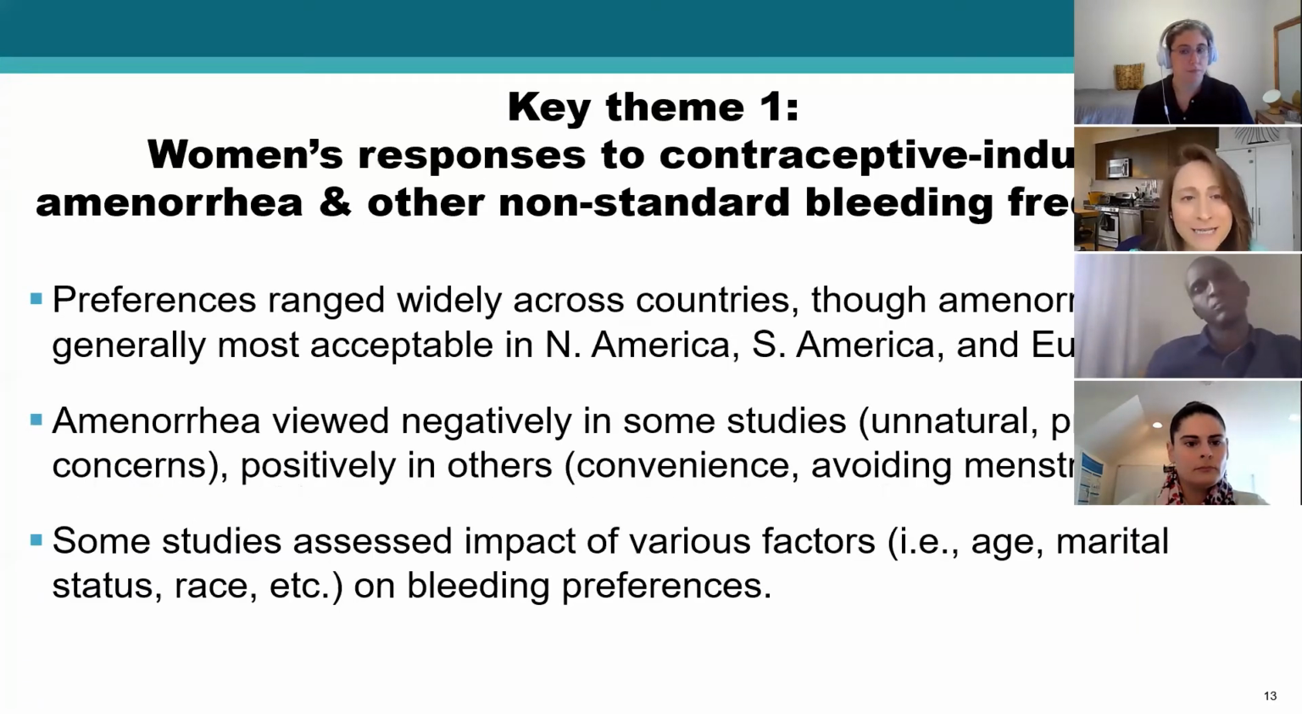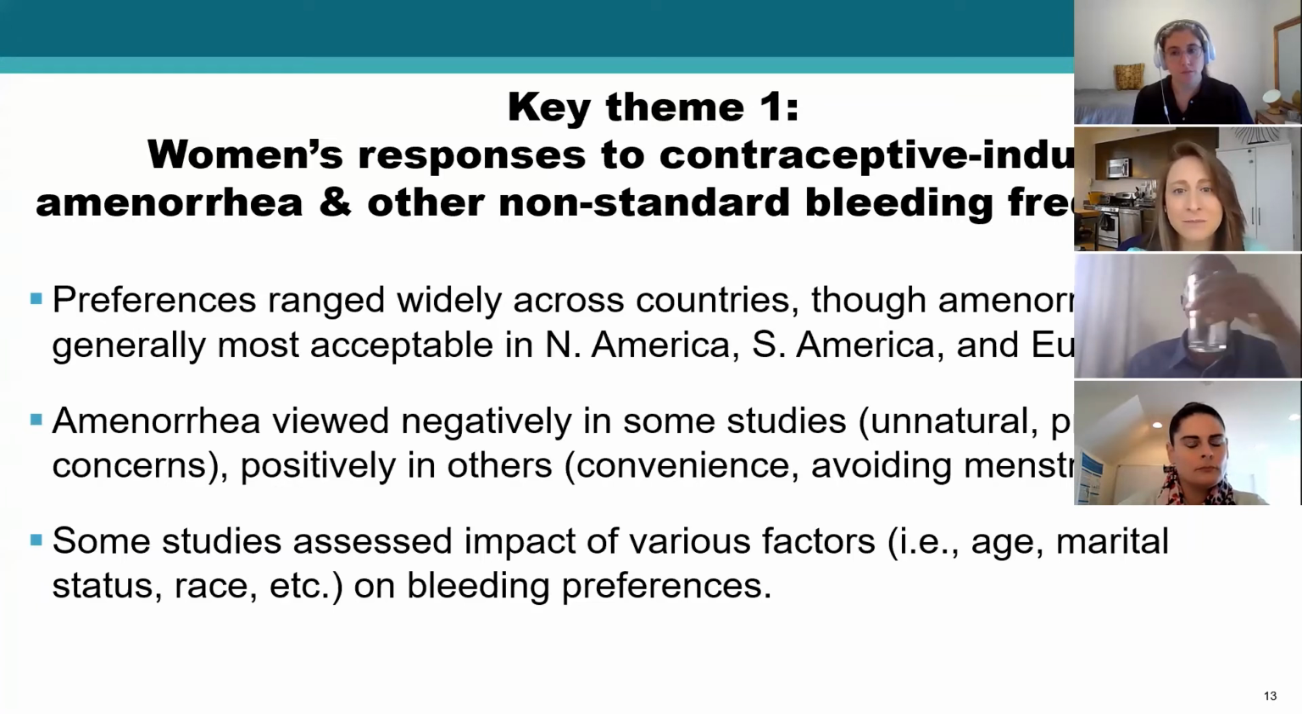We grouped our findings into 5 main themes. Key theme 1 focused on women's responses to contraceptive-induced amenorrhea and other non-standard bleeding frequencies. Women's responses varied widely across individuals and regions. So for example, in some multi-country surveys that were done, preferences for amenorrhea ranged all the way from 0% of women in Tunisia to 65% of women in Brazil.